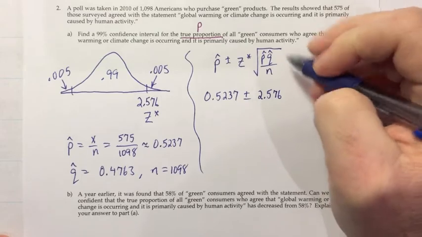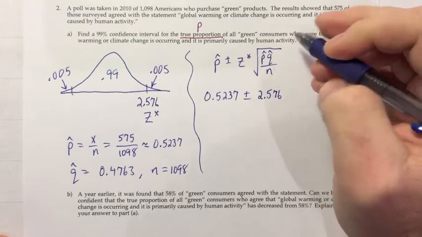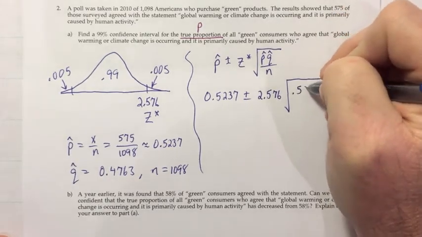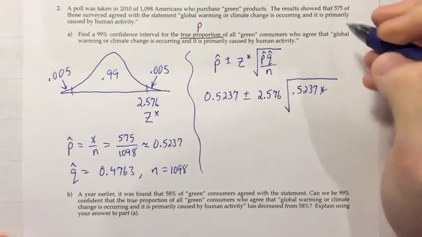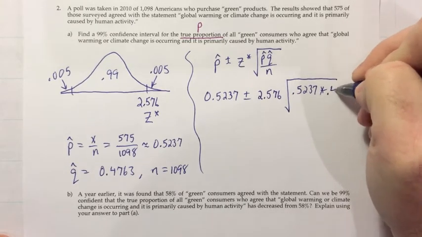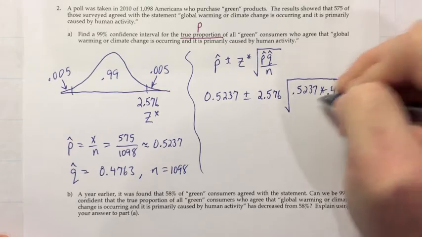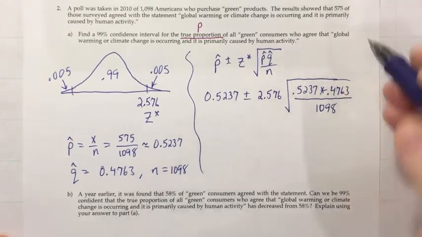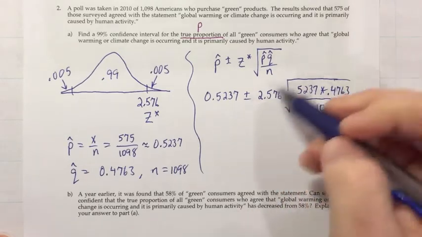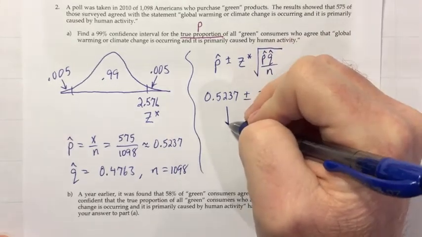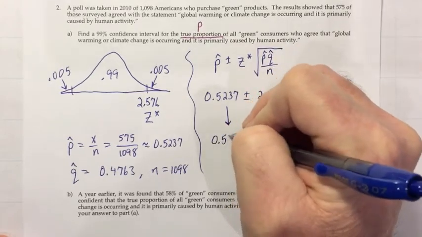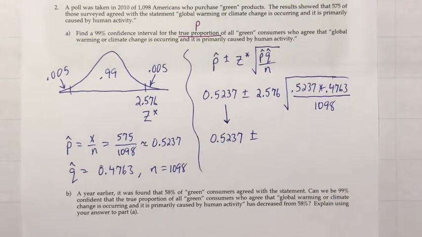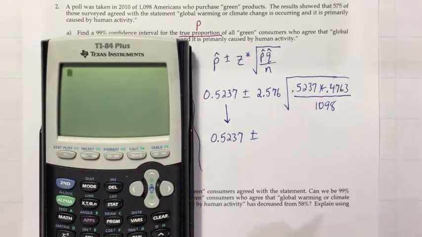And our estimate of the standard deviation of p hat is the square root of p hat q hat over n. So we will plug in the p hat, 0.5237. Multiply that with the q hat, which is 0.4763. And then divide all that by our sample size, which is 1098. When you're doing one of these, we want to show the margin of error. So just take the p hat piece and just copy it down, 0.5237. And then we have the plus or minus still, and now we're going to work out what our margin of error is. So bring in the calculator for that.